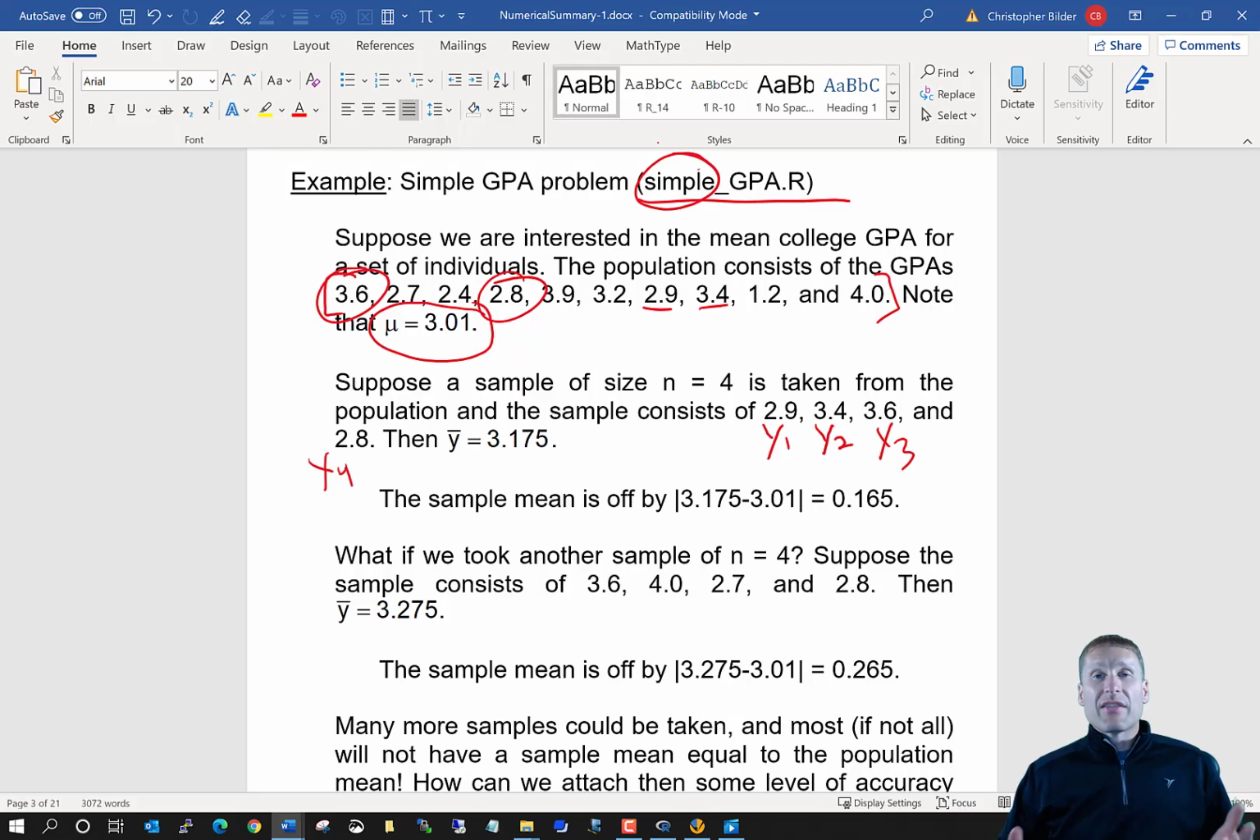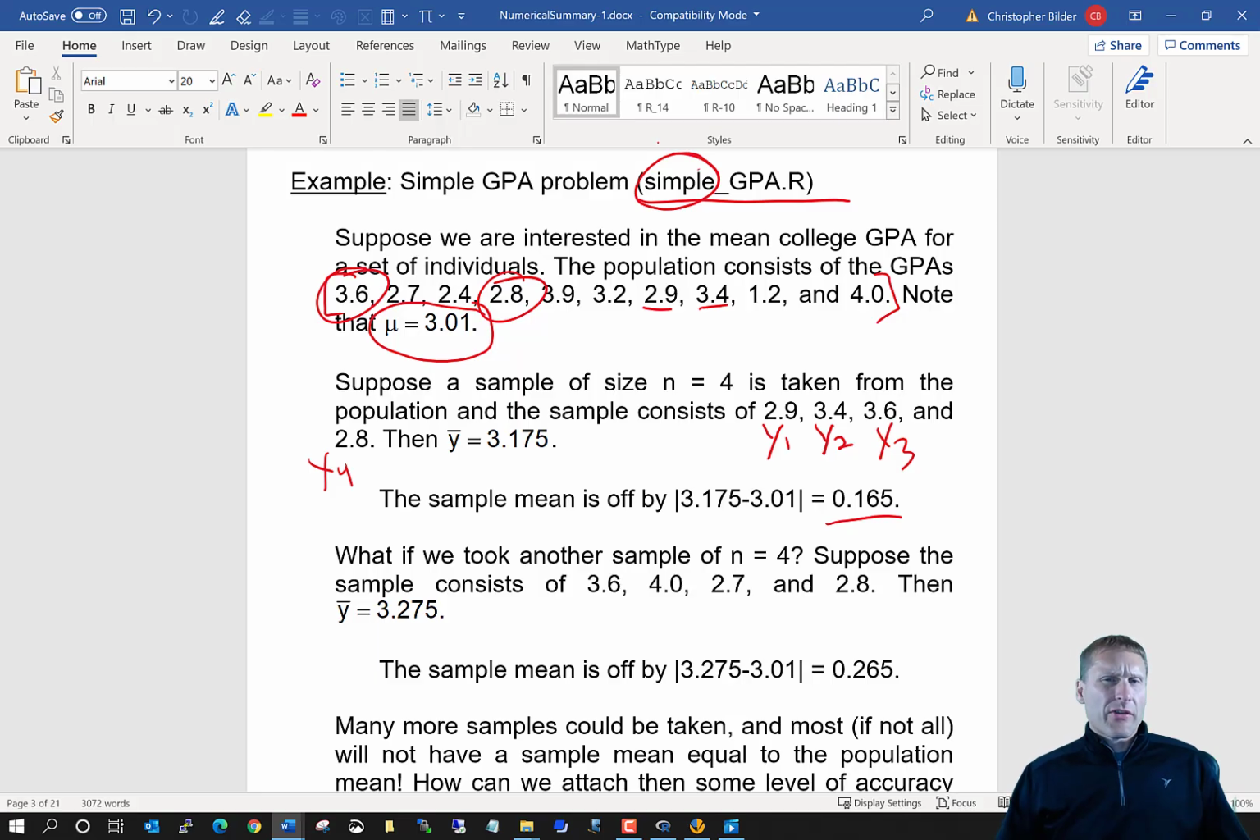Now note that this is not exactly equal to the population mean. In fact, it's off by about 0.165. So it's fairly close, but it's not exactly. We wouldn't expect it to be exactly equal to the population mean.